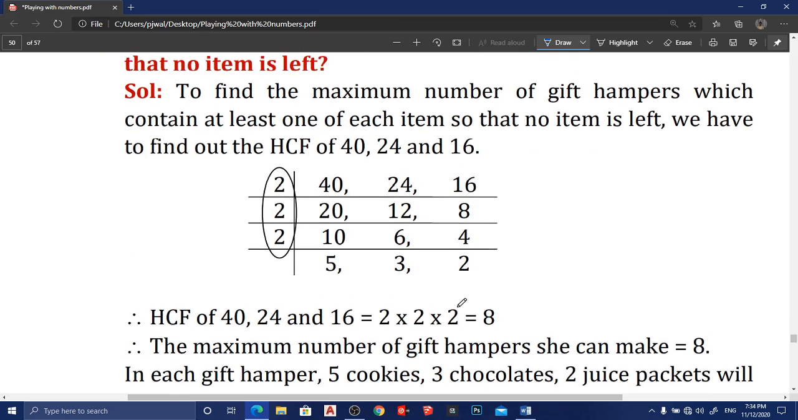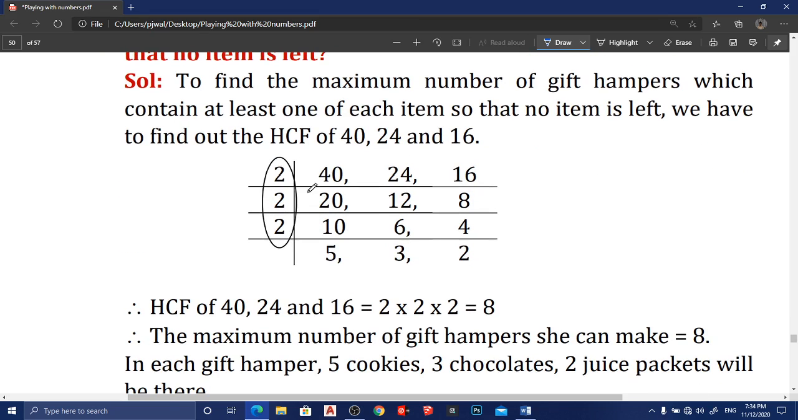Okay, so 2 20s, 2 12s, 2 8s, 2 10s, 2 6s, 2 4s. Here I am using the common division method for HCF. 2 5s, 2 3s, 2 2s. Now there is no other prime number which can divide all these three numbers. Stop here. So 2 into 2 into 2 is 8. So the HCF of these three numbers is 8. So the maximum number of gift hampers we can make is 8 only.